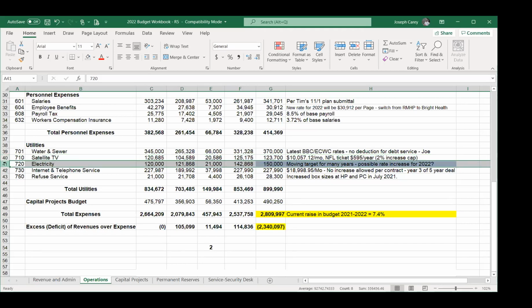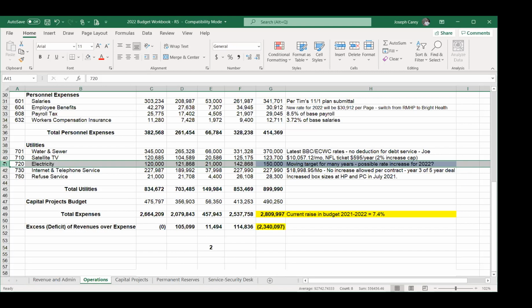Yeah. Electricity, man, it's been a moving target. Seems like every year we budget for something, we overspend, then we compensate for that by budgeting more the following year, and then we underspend. I don't know if 150,000 is the right number. Like I said, we just never know for whatever reason.